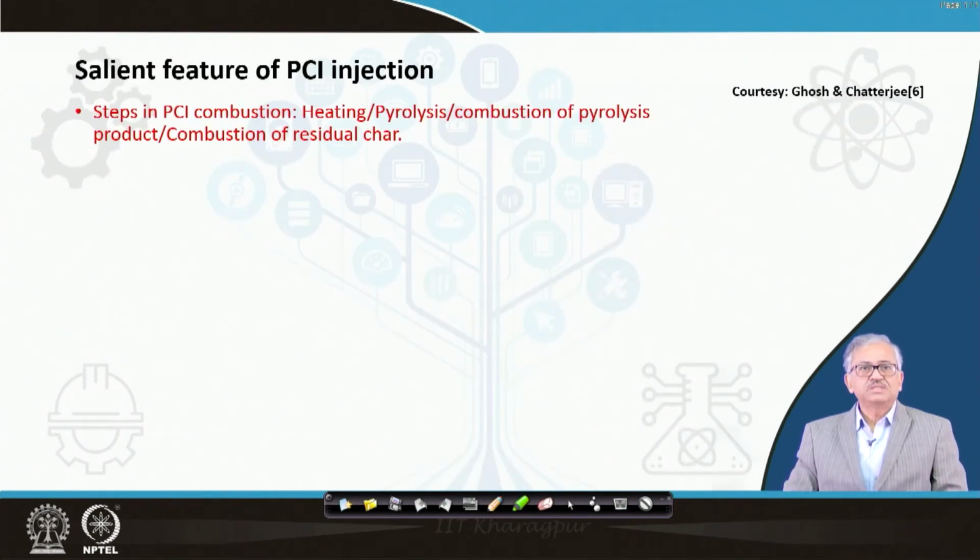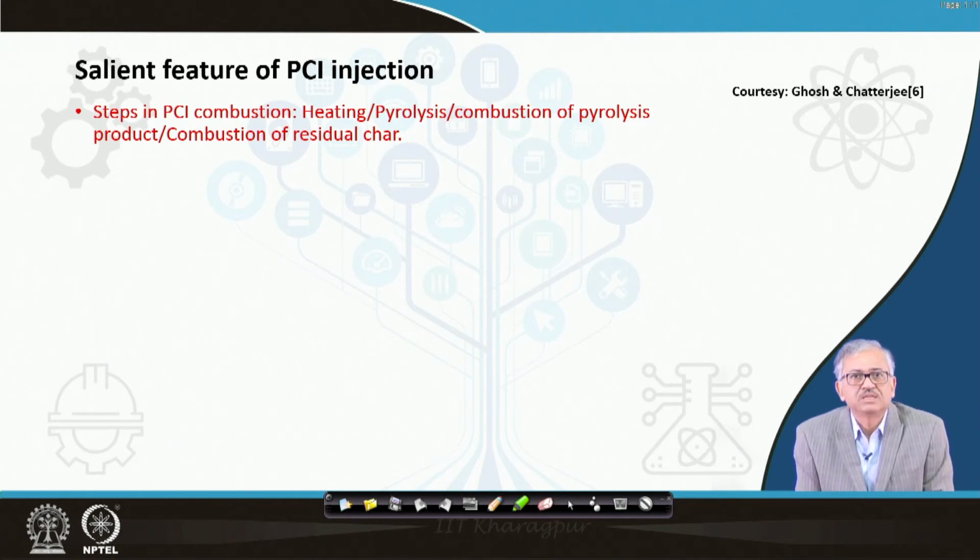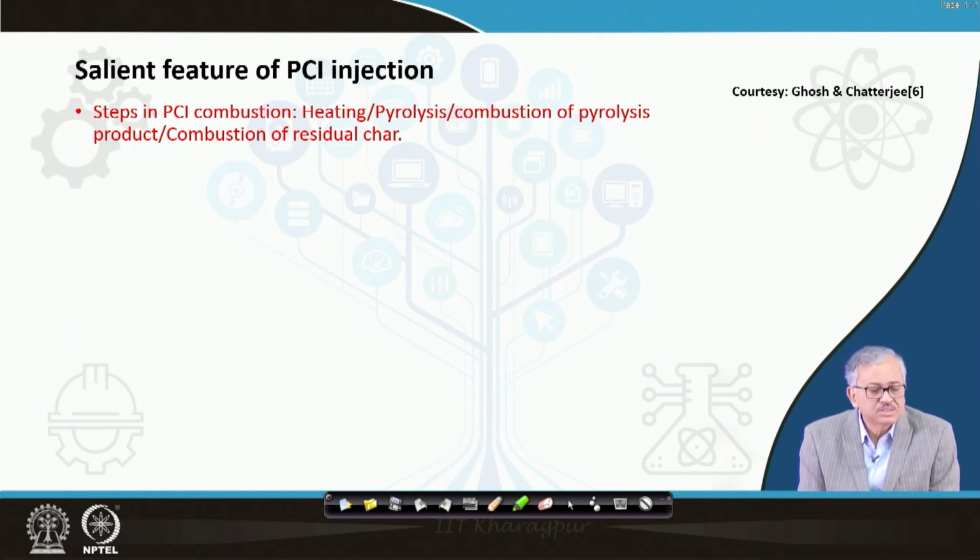The salient features of PCI injection. Ghosh and Chatterjee's book has it written very nicely. What are the salient features? First, the steps in PCI combustion. One is heating, because after you take out the moisture, the PCI has to be heated up to its reaction temperature, or the pyrolysis temperature. So first heating is required, then pyrolysis.